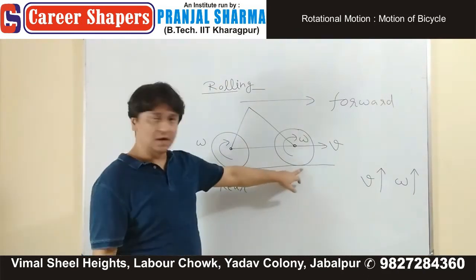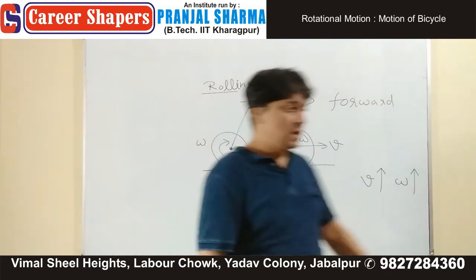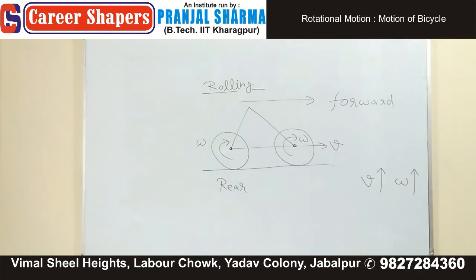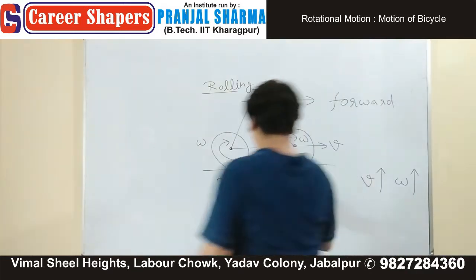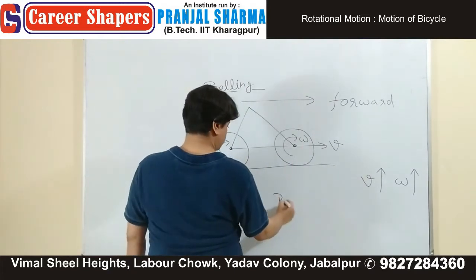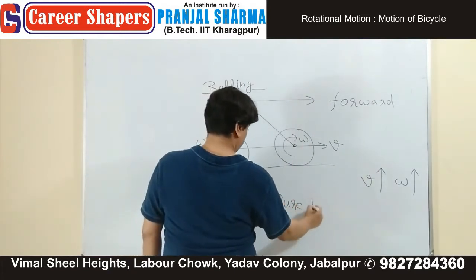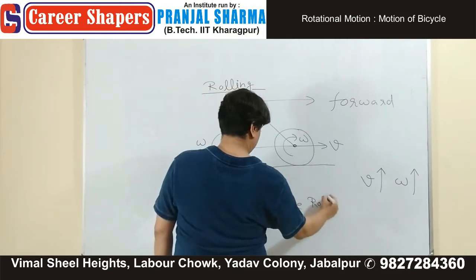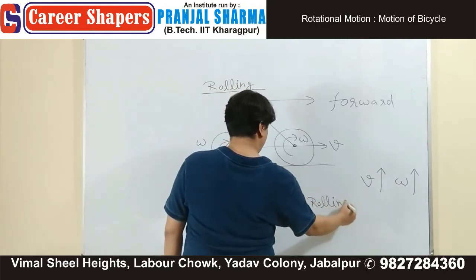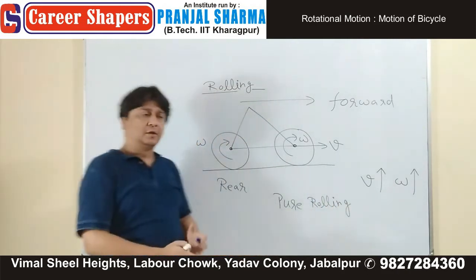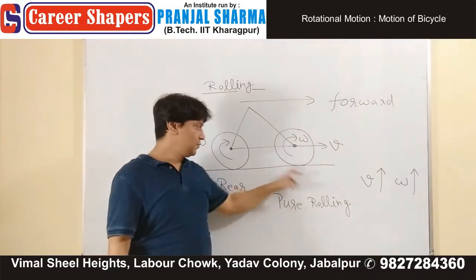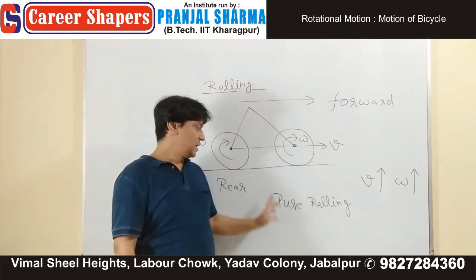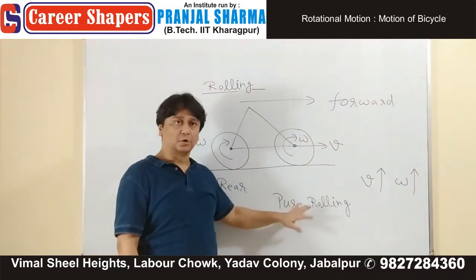Both surfaces are rough and the mode of rolling is pure rolling. At no point is the contact point of the wheel going to slip. Everything is always in pure rolling mode.